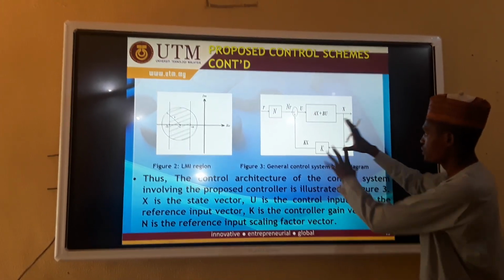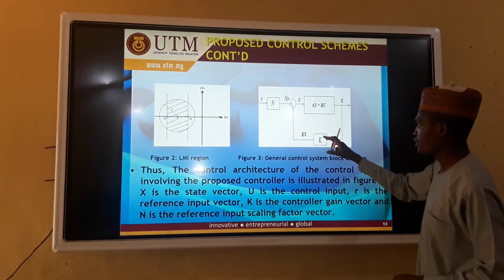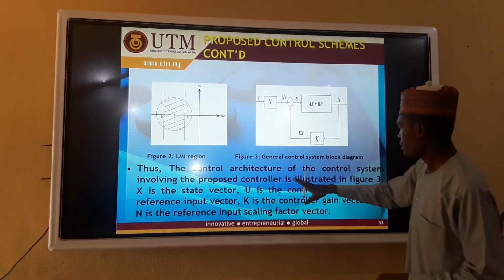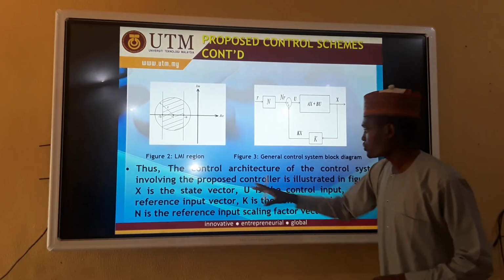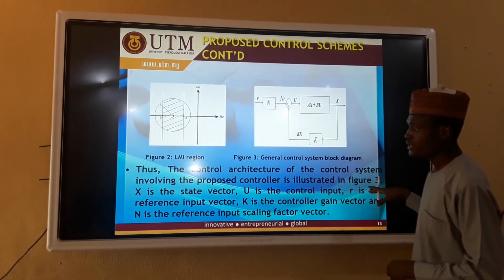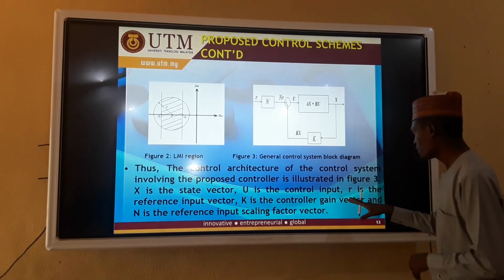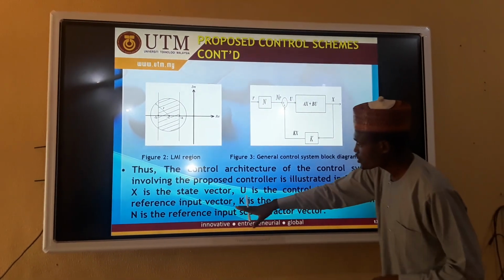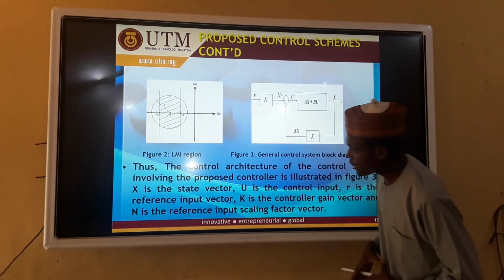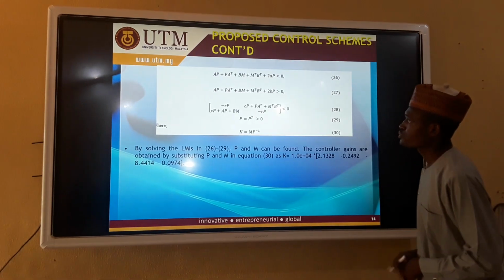The third figure, figure 3, shows the control system block diagram, where we have the K gain. Thus, the control architecture of the control system involving the proposed controller is shown in figure 3, where X is the state vector, U is the control input, R is the reference input, K is the controller gain vector, and N is the reference input scaling factor vector.